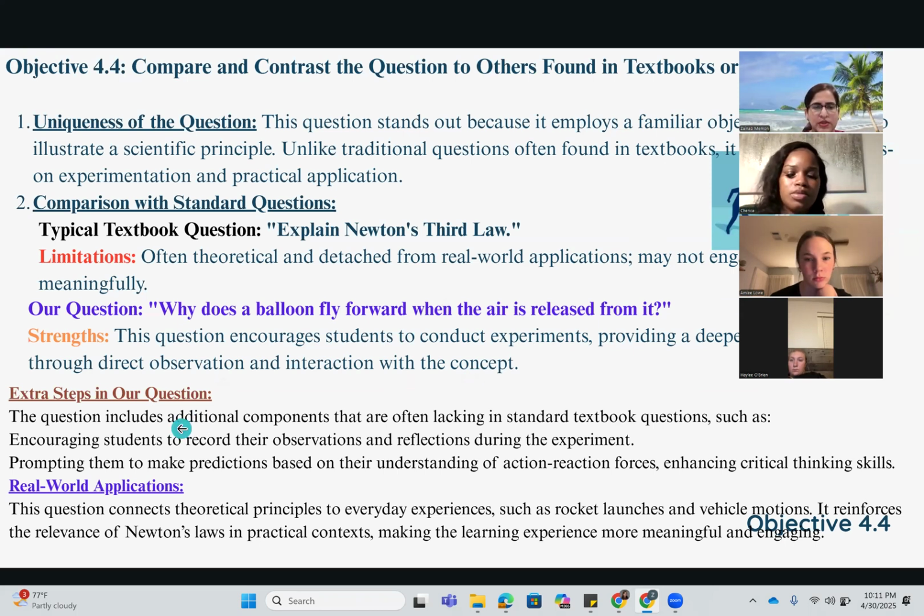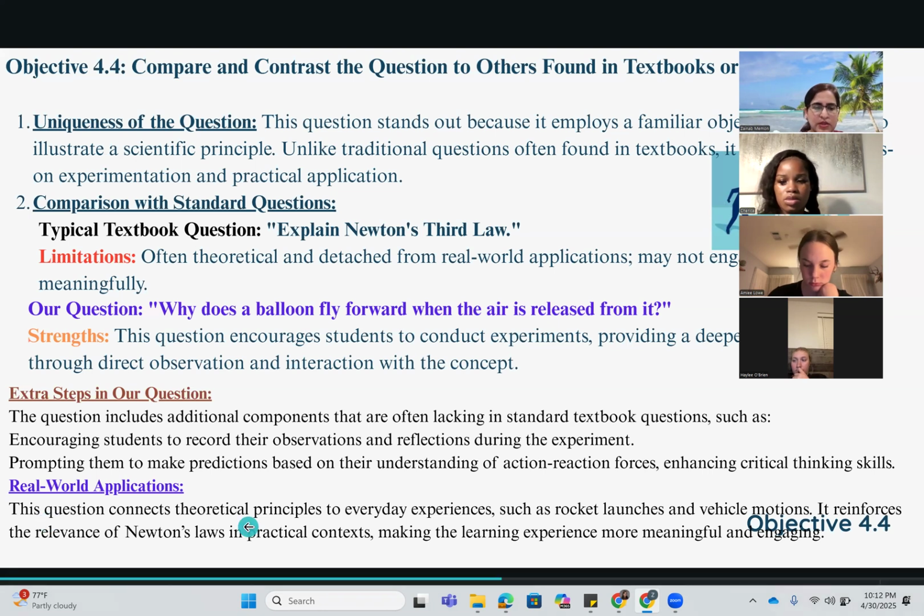We took some extra steps in finalizing our question. It includes additional components that are often lacking in standard textbook questions, such as encouraging students to record their observations. In the next slide, we will show you that we recorded some observations and reflections during the experiment. We also prompt ourselves to make predictions based on our understanding of action and reaction forces, enhancing critical thinking skills. And we already saw and demonstrated the balloon experiment in the video.